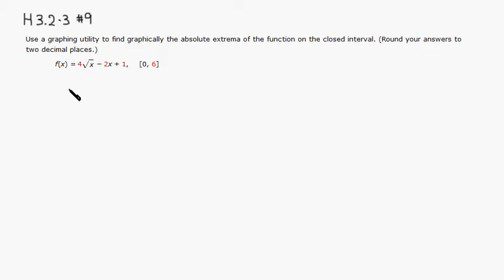First I'm going to rewrite it so that we can take the derivative a little bit more easily. So you have 4, square root can be written as 1/2 power, minus 2x plus 1. So take the derivative.